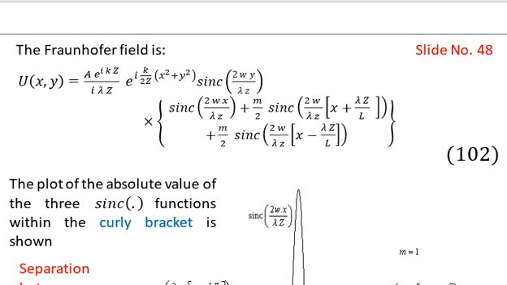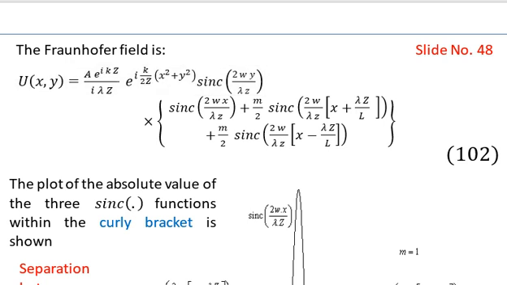So you can see that we have u of x comma y. The first two terms contain some exponent containing iota, and then we have the sinc function, sinc of 2wy over lambda z, and within the curly bracket we have three sinc functions, a sum of three sinc functions actually. So this is equation number 102, giving the full description of the field at the point x, y at the output plane.